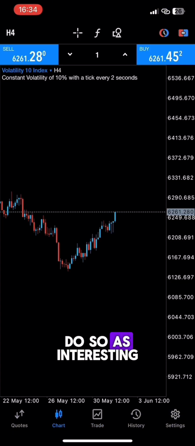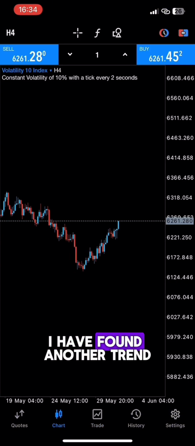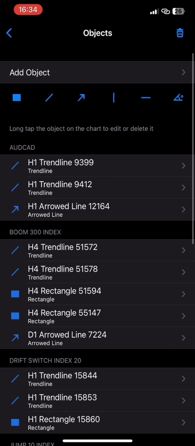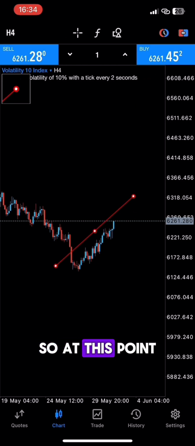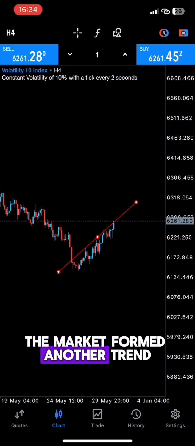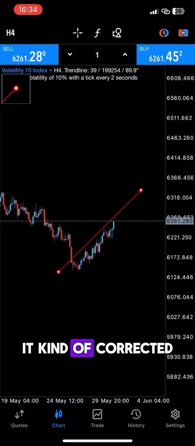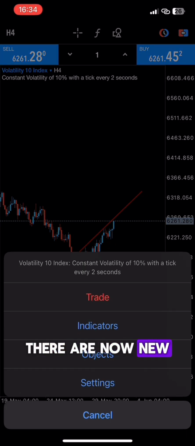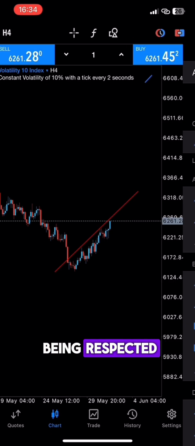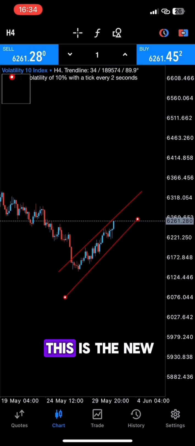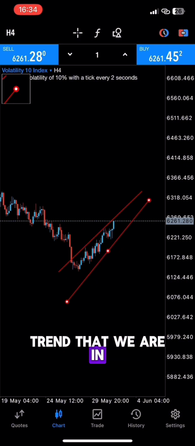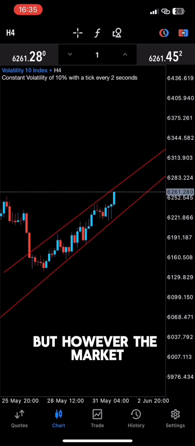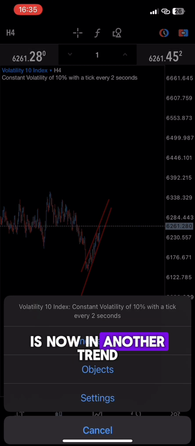So as interesting as it is, I have found another trend in the same chart that I was trading before. At this point, as you can see, the market formed another trend. It kind of corrected the trend that it was in. So there are now new levels that are being respected. This is the new trend that we are in. In the previous trend, there was sort of a breakout, but however, the market is now in another trend.